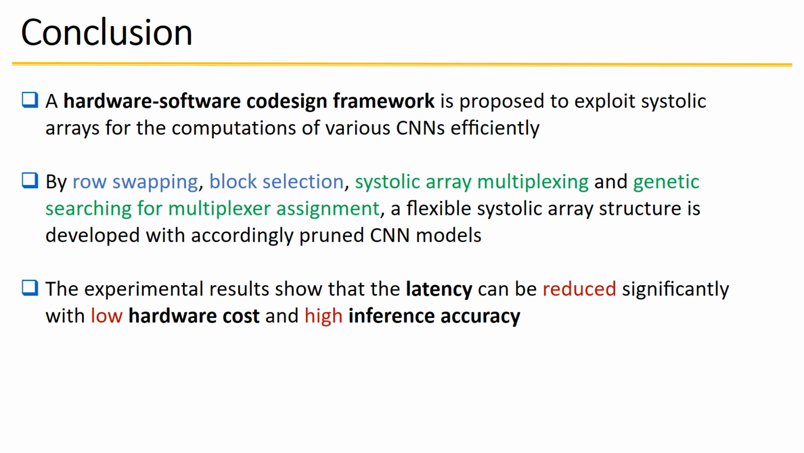In conclusion, a hardware-software co-design framework is proposed to exploit systolic arrays for the computations of various convolutional neural networks efficiently. And second, by row swapping, block selection, systolic array multiplexing, and genetic searching for multiplexer assignment, a flexible systolic array structure is developed with accordingly pruned convolutional neural network models. The experimental results show that the latency can be reduced significantly with low hardware cost and high inference accuracy.